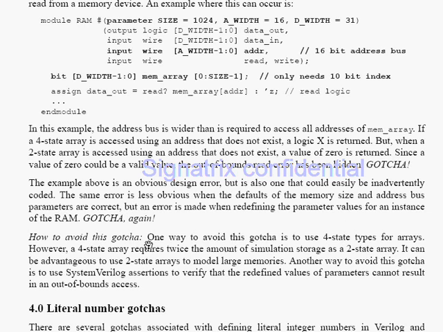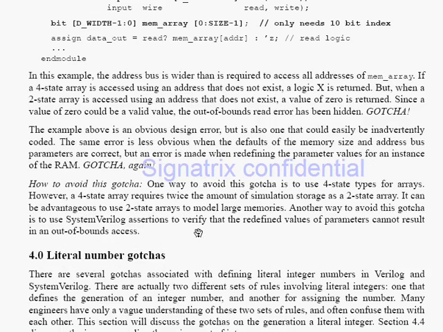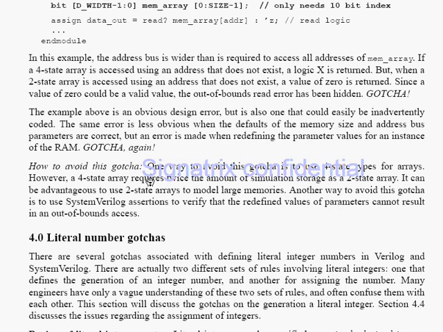So how to avoid this gotcha? What is the solution for this gotcha? We'll see. One way to avoid this gotcha is to use 4-state types for arrays. So one thing they are trying to say, instead of going with 2-state logic, it's better you go with 4-state types for array.